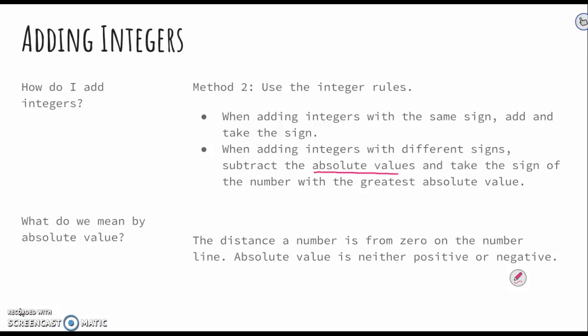Now, what does it mean when we say absolute value? Absolute value is the distance a number is from 0 on the number line. Absolute value is neither positive nor negative. With absolute value, it is just the distance or the number of units that number is from 0 on the number line.